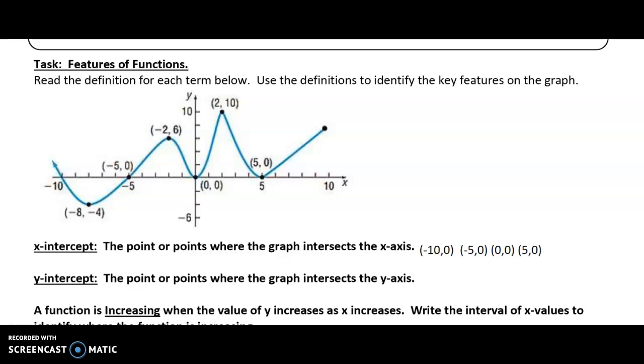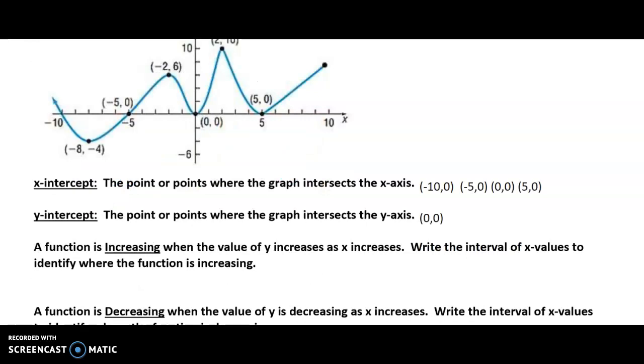All right, so the x-intercepts for this graph or this function are at (-10, 0), (-5, 0), the origin (0, 0), and (5, 0). The y-intercept is the point or points where the graph intersects the y-axis. So while there are 4 x-intercepts for this function's graph, there's only one y-intercept. Again, that's at the origin (0, 0).